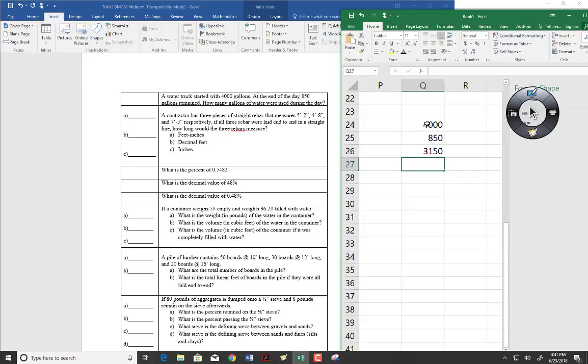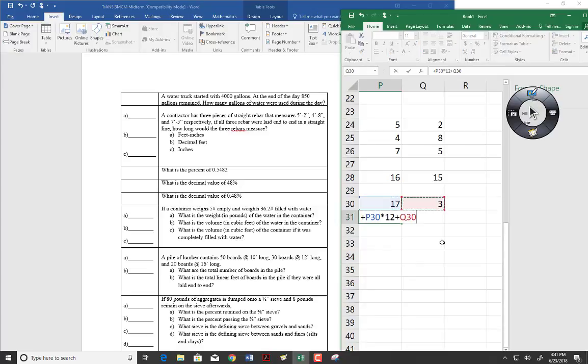A contractor had 3 pieces of rebar measured 5.2, 4.8, and 7.5 respectively. They're all laid end to end. How long would it measure? Well, if we had 5.2, 4.8, and 7.5, that means if we add this up, we're at 17.3. So 17 feet 3 inches. Decimal feet is 17.25. Inches would have been this times 12 plus this, or 207 inches.